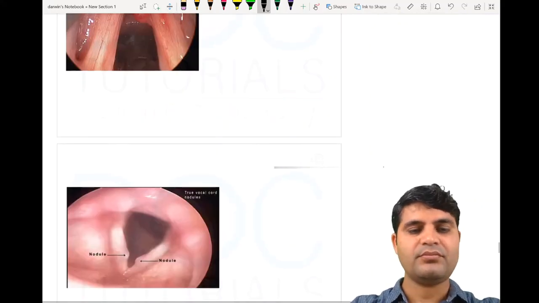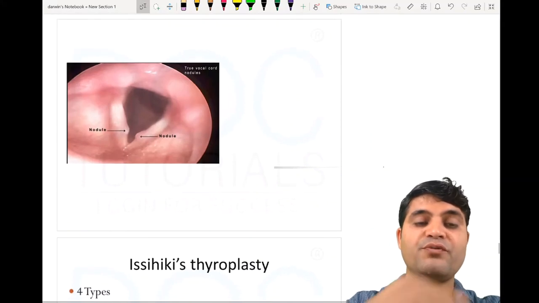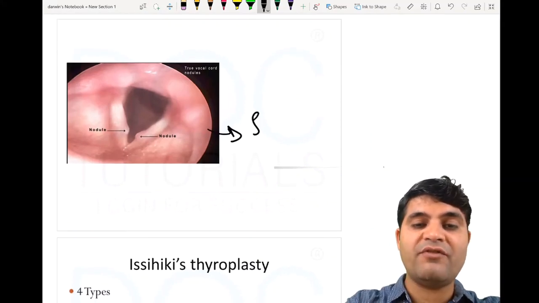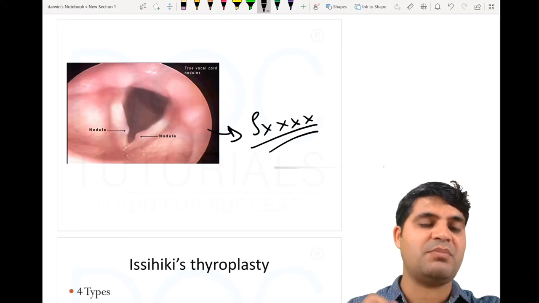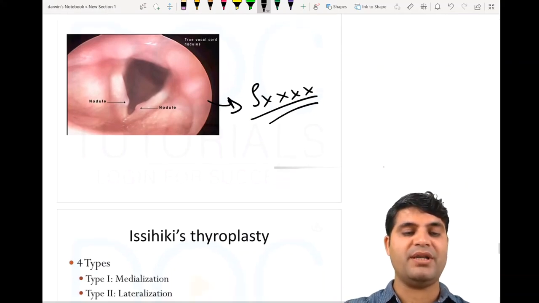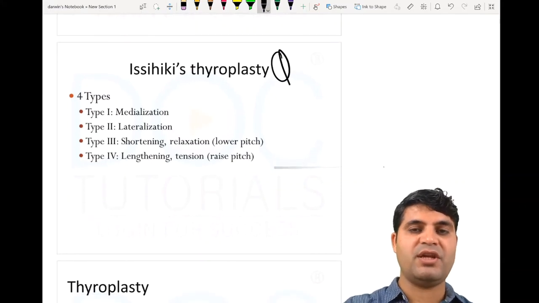Okay. Whereas these are vocal nodules. Vocal nodules should never be operated. No surgery. Never do surgery. Always do speech therapy. And vocal nodules are bilateral. So yes, this is a very important slide.